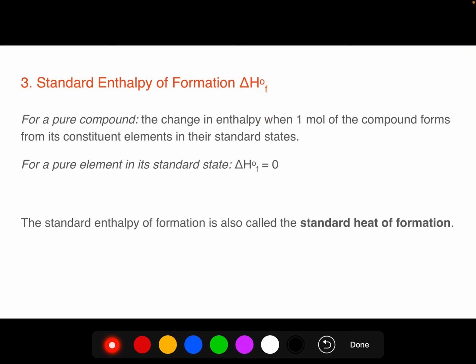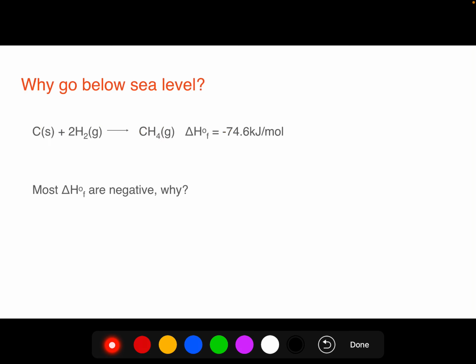The standard enthalpy of formation is the change in enthalpy when 1 mole of the compound forms from its constituent elements in their standard states. For a pure element, it's always 0, and it's also called the heat of formation, because enthalpy and heat, we use those words interchangeably sometimes. So this would be the standard enthalpy of formation for methane. See how we take the elements and we form 1 mole of the product?